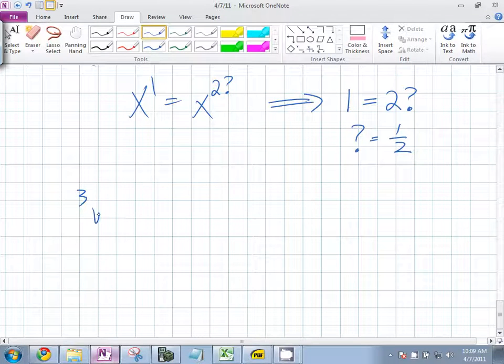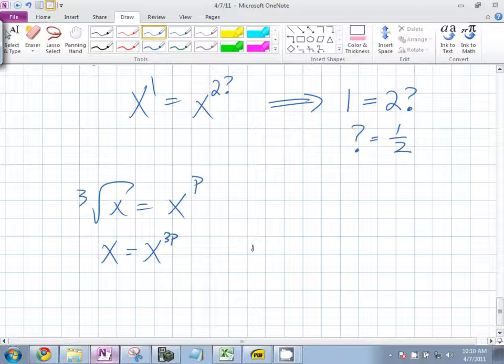You can do the same thing for cube root. The cube root of x is equal to x to some power p. How do you get rid of the cube root? You cube both sides, so it's x to the 3p. You can use similar logic for all of them. So what does p equal? 1/3. So the cube root of x is equal to x to the 1/3. Just an exponent rule. We're learning this all in pieces.